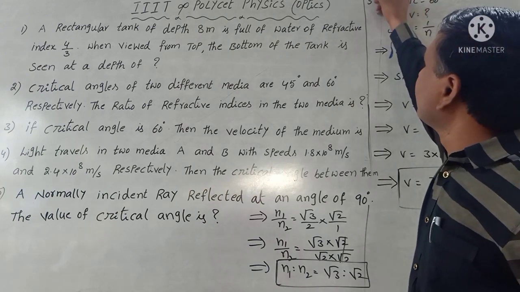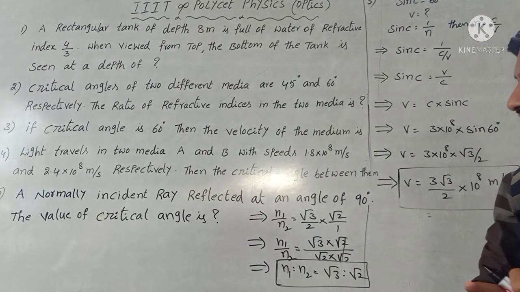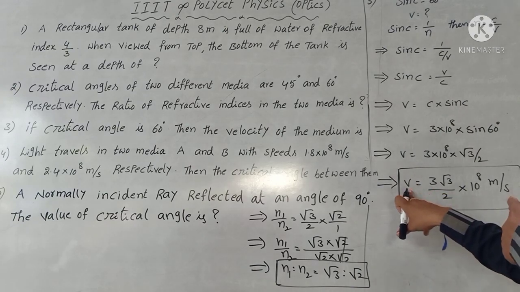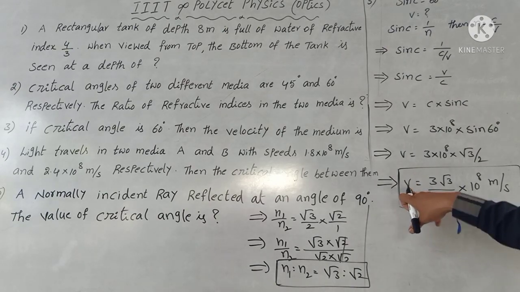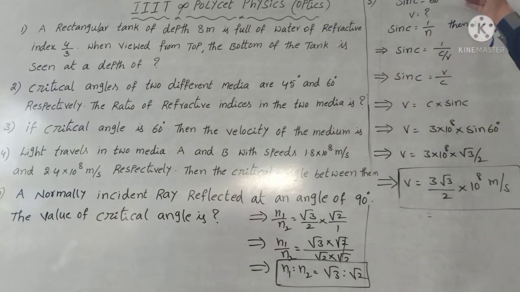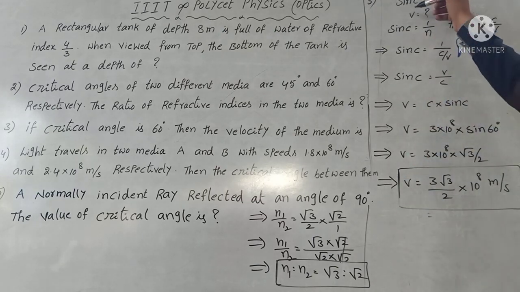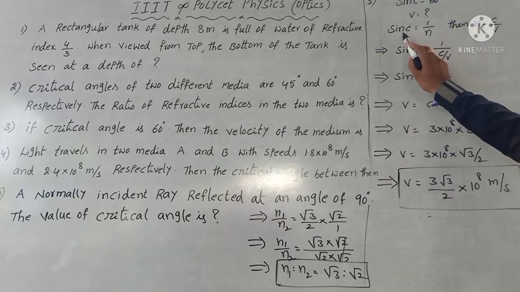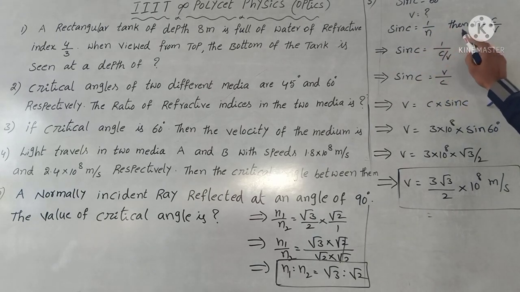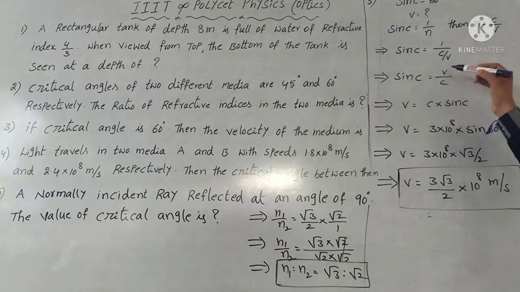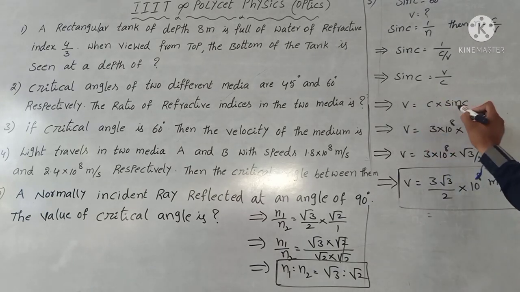In the third problem, only the critical angle is given, then you find the speed of light. How to calculate the speed of light? Sin C equal to 60, then you find the v value. Actually, there is no direct formula. That's why we write sin C equal to 1 by n. Then the absolute refractive index n is equal to c by v. So sin C equal to 1 by n means c by v we write. We take it to the numerator place, sin C equal to v by c. So then v is equal to c into sin C.